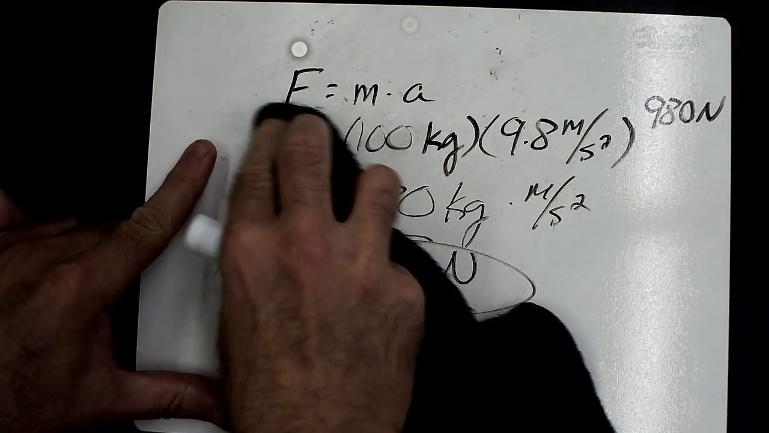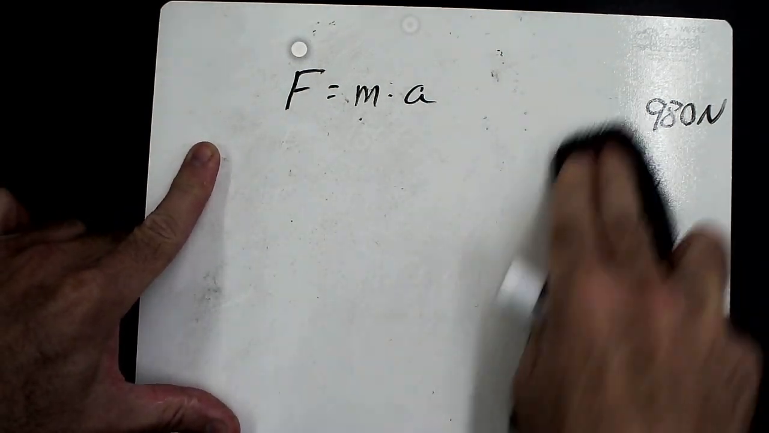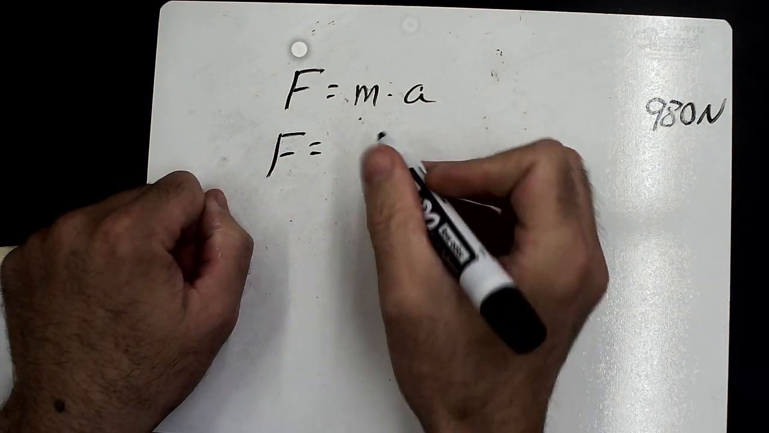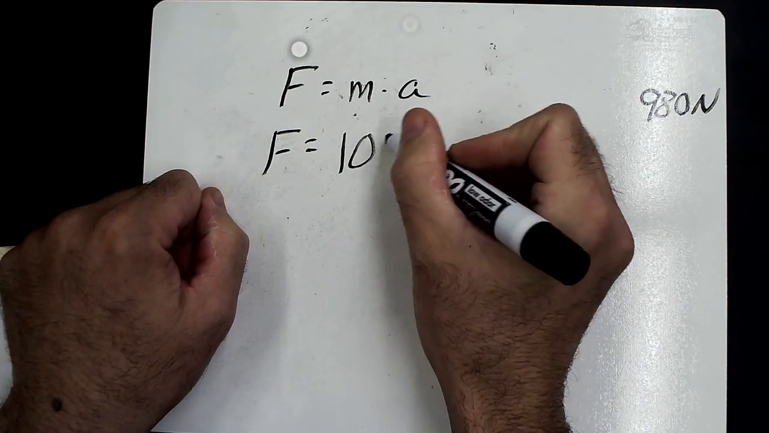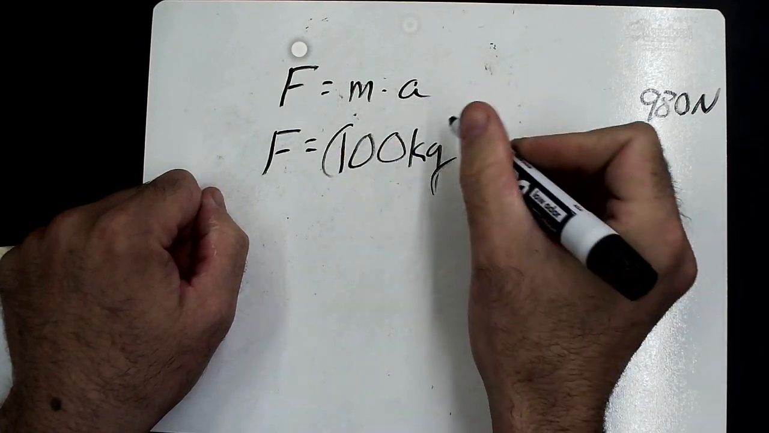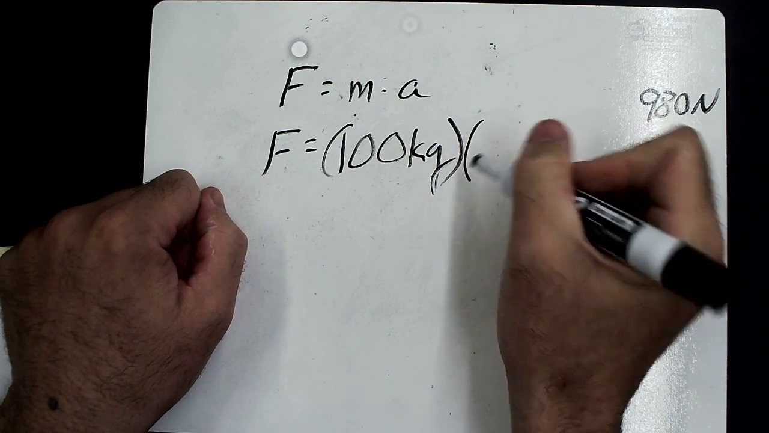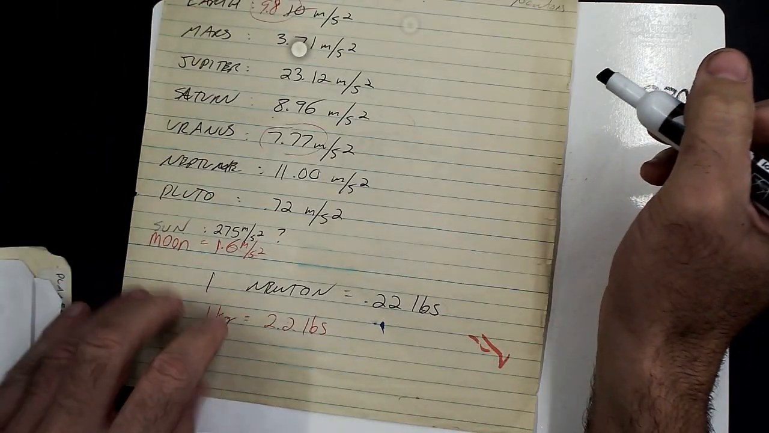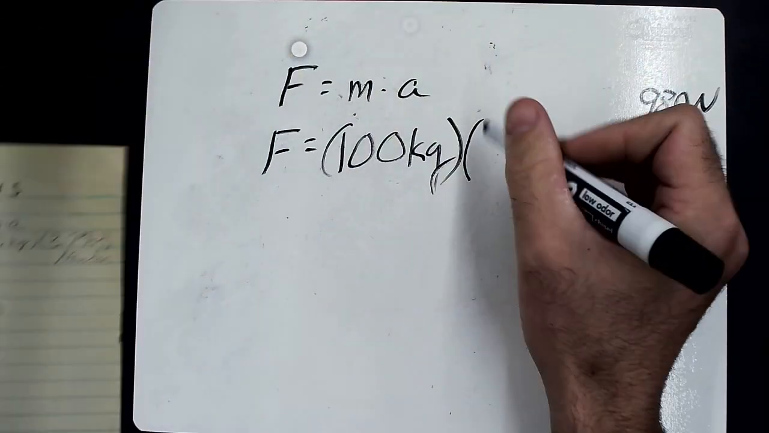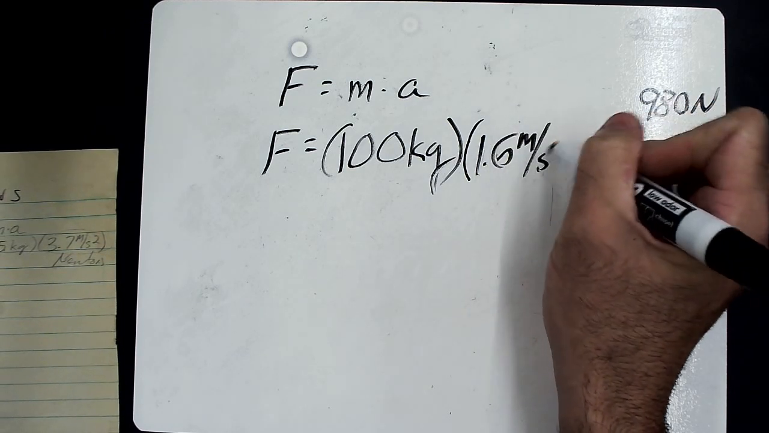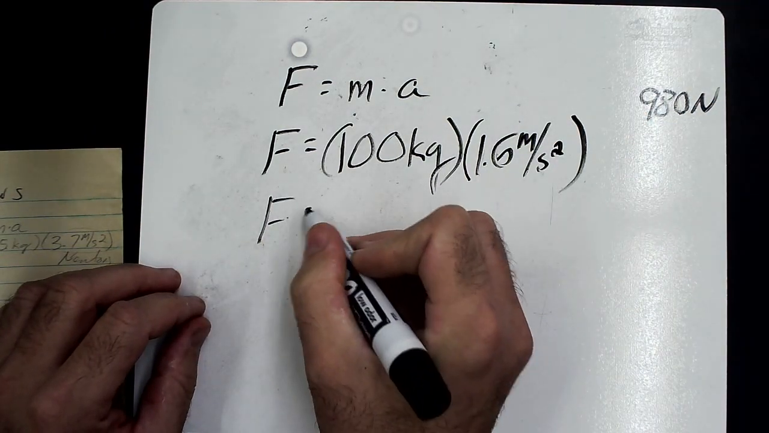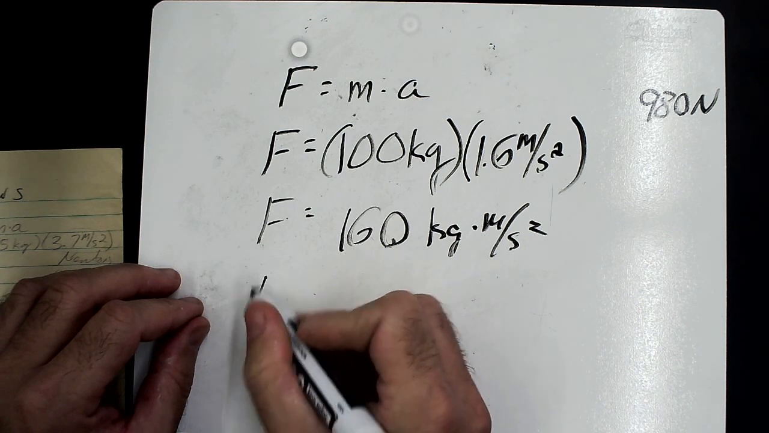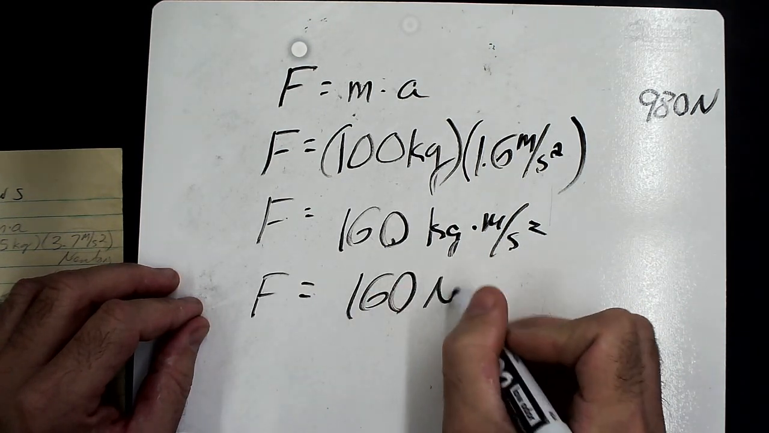Now I'm going to do the same thing, but I'm going to calculate my weight on the moon. So same equation, force equals mass times acceleration. My mass does not change. I'm still made out of the same stuff. What changes your weight on different planets is the acceleration of gravity. The moon's acceleration of gravity is 1.6 meters per second squared. So force equals 160 kilogram meters per second squared, which is 160 newtons.